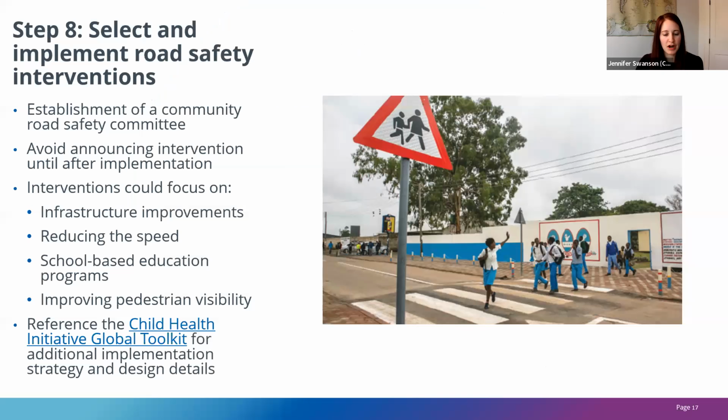So community engagement prior to selecting and implementing an intervention can help ensure adequate acceptance. And this can be accomplished through the establishment of a road safety committee. Planners might also want to consider how widely publicized the interventions should be and when to announce the planned changes. Interventions could focus on a number of traffic calming strategies and can be determined based on the data.